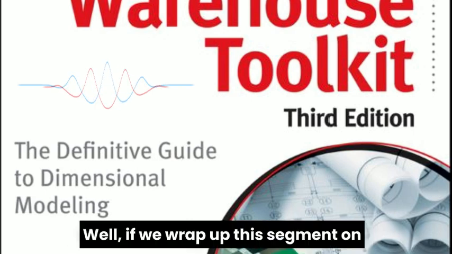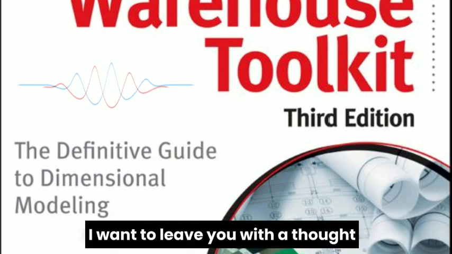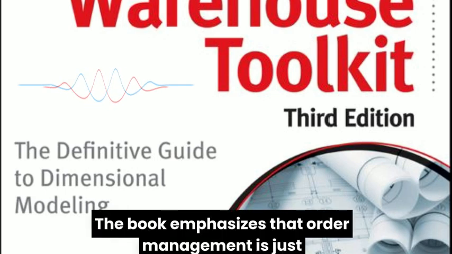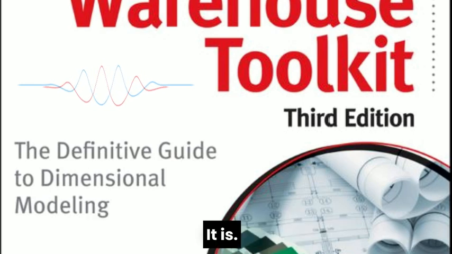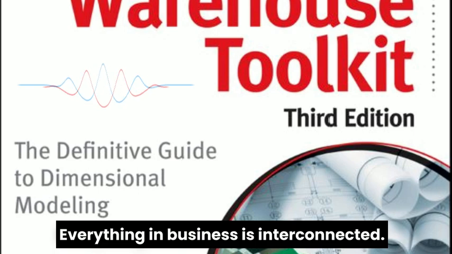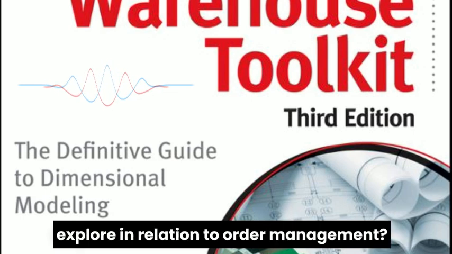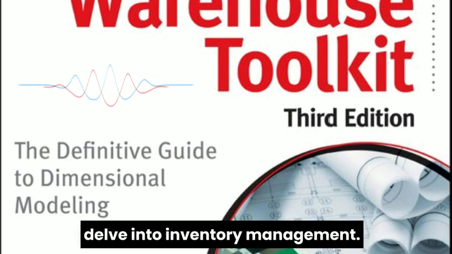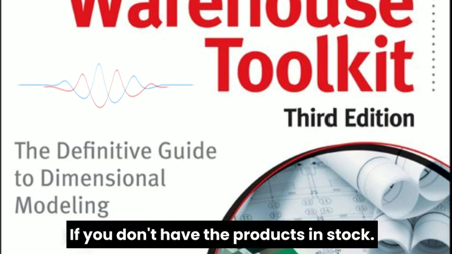You got it. All right, well, if we wrap up this segment on accumulating snapshots, I want to leave you with a thought-provoking question. All right, I'm ready. The book emphasizes that order management is just one piece of a larger puzzle. It is. Everything in business is interconnected. So what other areas might we want to explore in relation to order management? Well, a natural next step would be to delve into inventory management. After all, you can't fulfill orders if you don't have the products in stock.